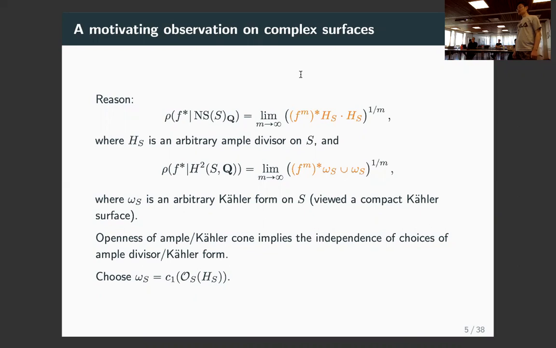Okay, and because of the openness of the ample cone or Kähler cone in this Lorentz group, or in this second cohomology group, this equivalent definition of spectral radius is independent of the choice of this ample divisor or Kähler form. So then we just need to choose this Kähler form, or let this Kähler form be the first Chern class of this O_X(H), the ample line bundle of this ample divisor. And then these two numbers are the same.